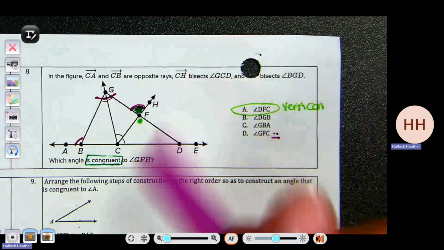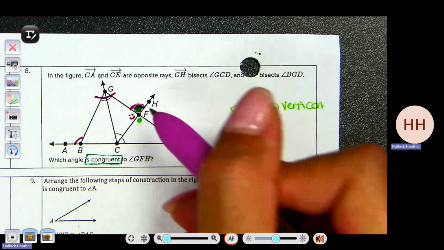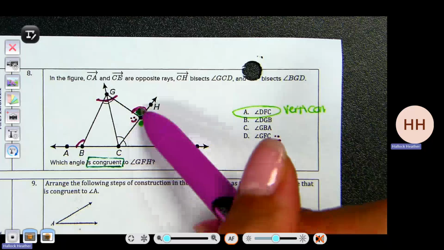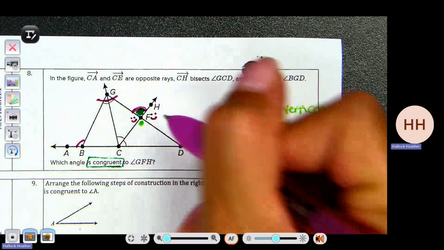Okay. GFC. A lot of people think right here. I'll put a little happy face. That is congruent to this. That is not congruent to this. That would be congruent to this side over here. I'll put a little happy face over there.